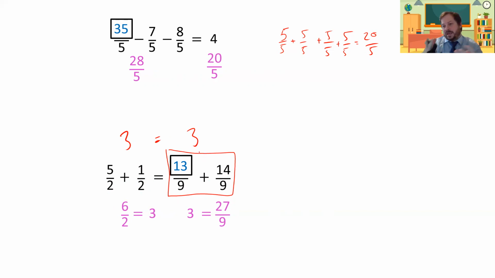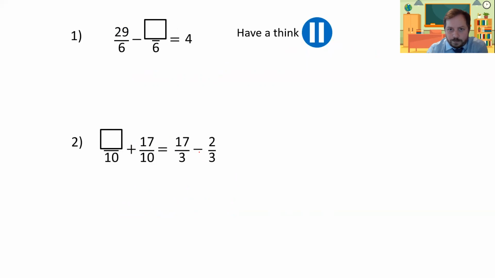It's like balancing a scales. Whatever's on one side of the equal sign must equal the same thing as what's on the other side. So you've got to balance them out. You've got to work out what's on each one and make sure they're the same. So here's two problems similar to that. Have a go. See what you think.